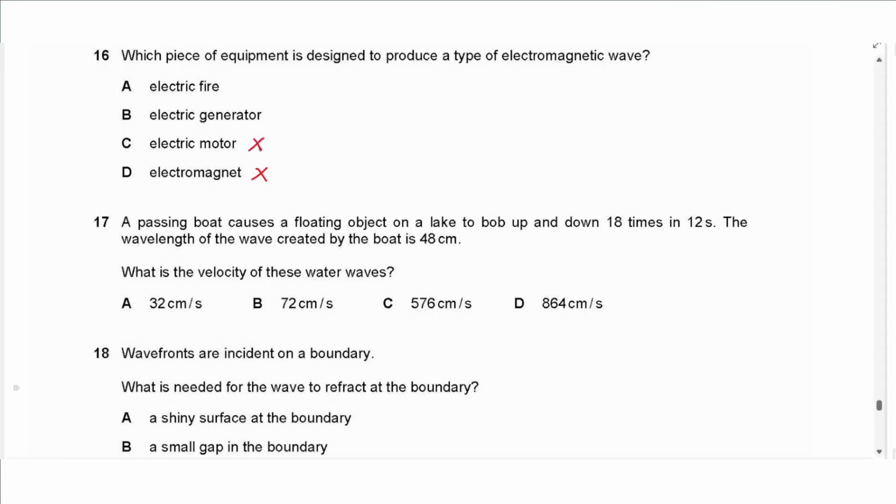Electric motor creates motion, generator creates electric current. So the electric fire is the option because it produces infrared radiation, which is a heat radiation.